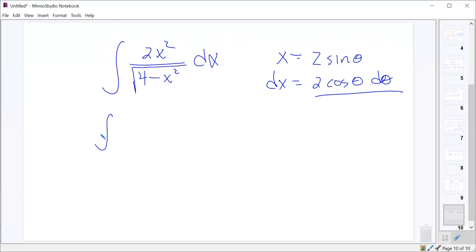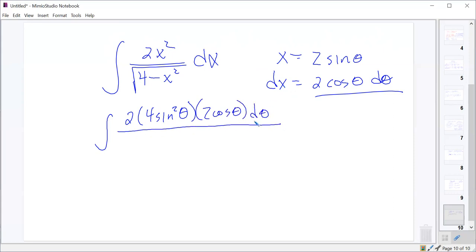So we're going to rewrite this as 2 times, and then we have x squared, so that's going to be 4 sine squared theta. And then we're going to have a 2 cosine theta d theta, which is our dx. And then in the denominator, we will have our square root of 4 minus 4 sine squared theta. Everybody good with that?